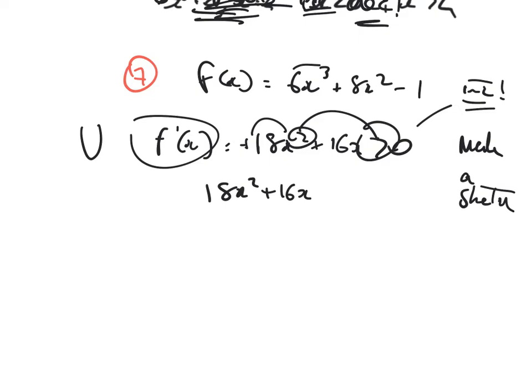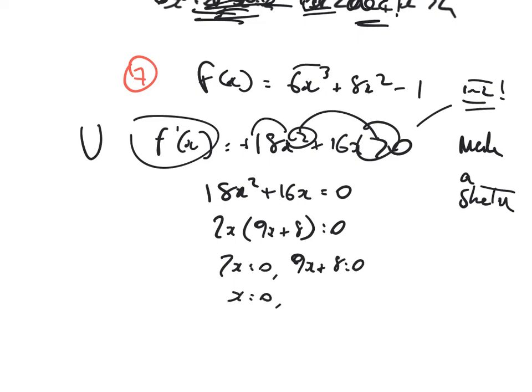I'll now find the roots by making the expression equal to 0. Highest common factor then is 2x, bracket 9x plus 8. So that's 2x equals 0 and 9x plus 8 equals 0. x equals 0, 9x equals minus 8, and x equals minus 8 over 9. Okay, so minus 8 ninths is a root, as well as 0.